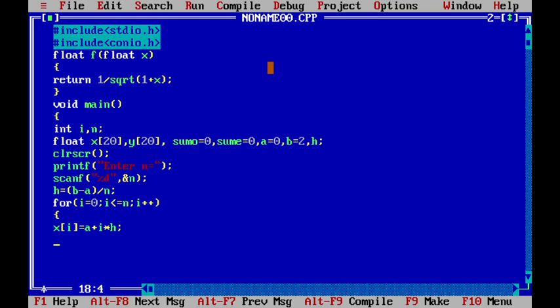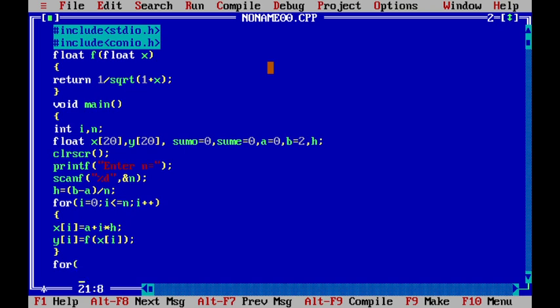Then the value of y is equal to f of xi. The value of y is what? Value of f at x, so f of xi. Okay, bracket completed.